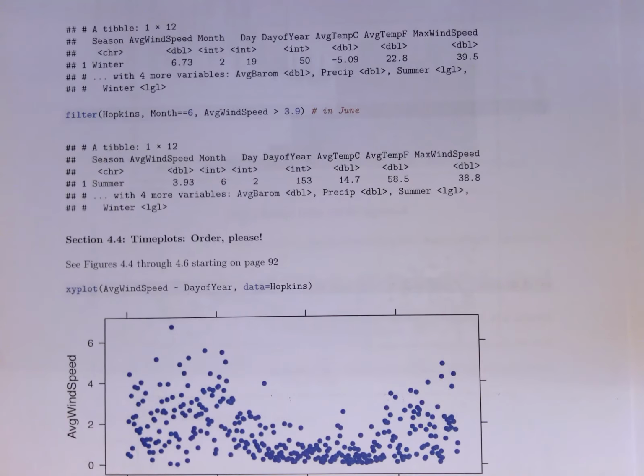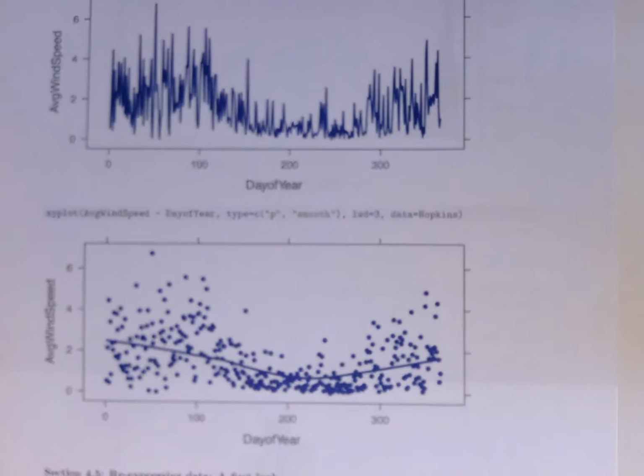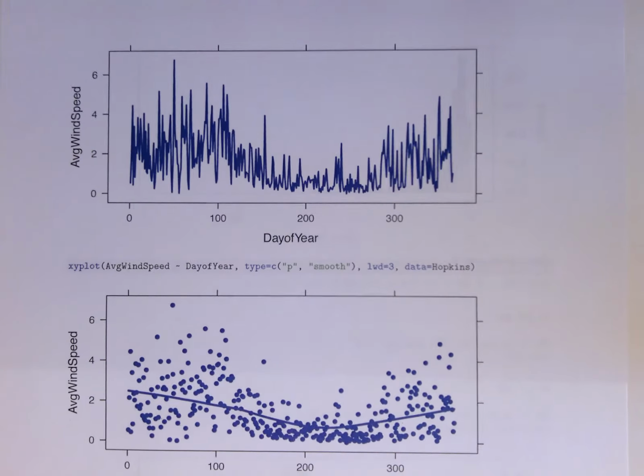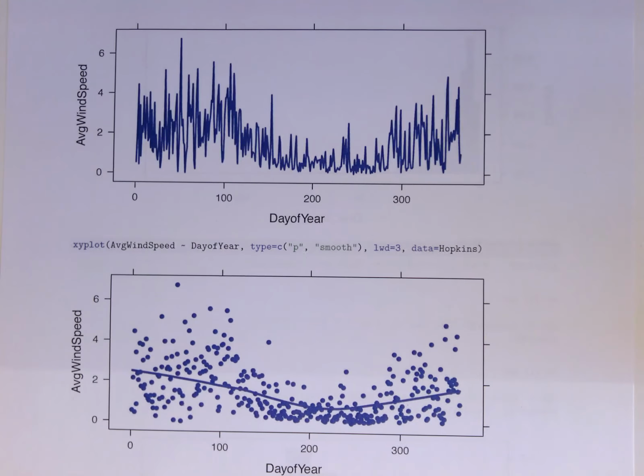xyplot is our function to plot a scatterplot, same general syntax. Y in this case is average wind speed, X is day of year, and we can see that general pattern. However, it's much clearer if we go ahead and add the smoother. The way that we add the smoother is by using the type equals option. We say type equals p, and we say type equals smooth. We glue those together with the function c for concatenate. By doing this, we get both the dots and the smoother, and we can actually see that representation.